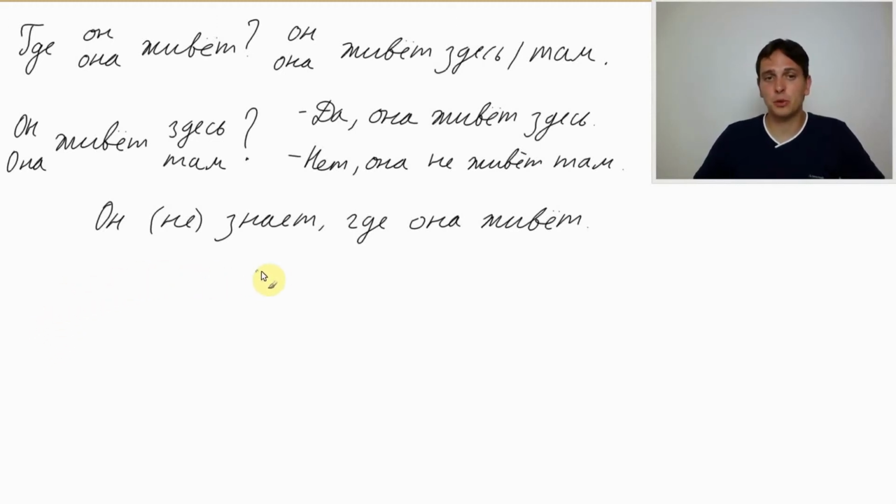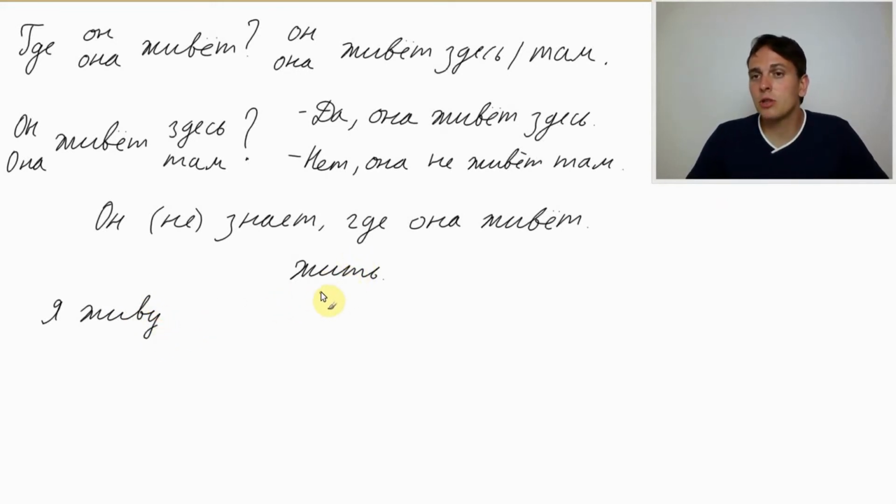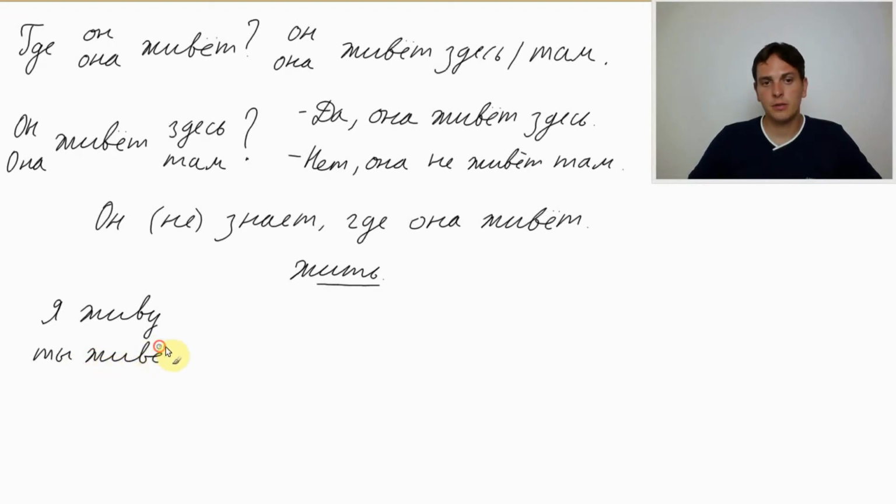So, жить, to live. I am living. Я живу. Basically, how do we recognize what kind of verb it is, the group of the verb? It ends in ить. Жить. Я живу. Ты живешь. You are living. Ты живешь.